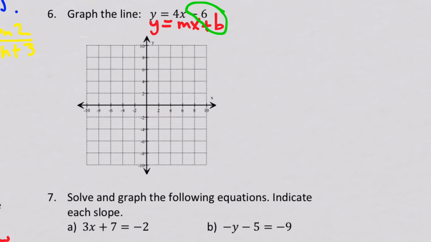So if it's negative 6, I'm going to go down to negative 6 right there. That's my y-intercept. And then I look at my slope. My slope is going to be equal to 4 in this case. So if I put this here on the side, slope is 4, and if it's ever a whole number, it's always over 1. So if I put the directions, it's up 4, then right once.